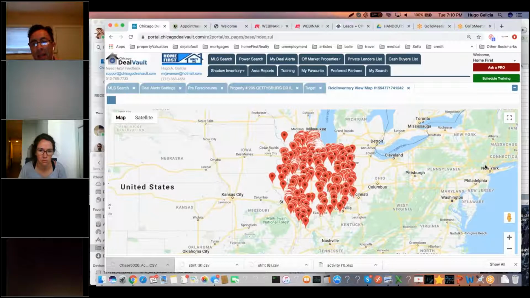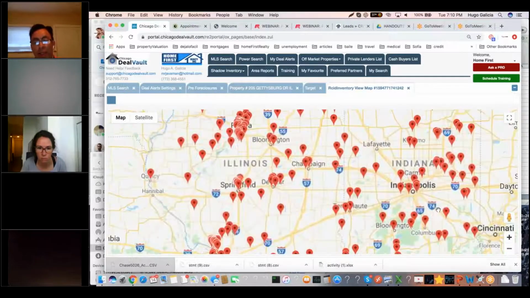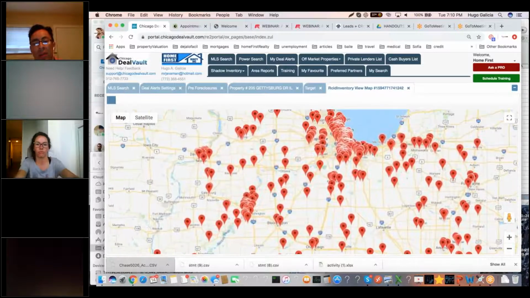So this is an example of all the bank-owned properties that are ready and available for you to purchase. So we're getting even in Indiana. It's just insane.